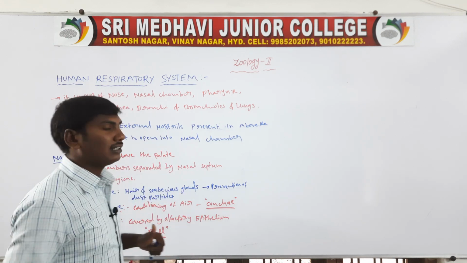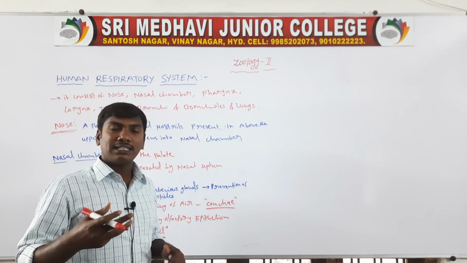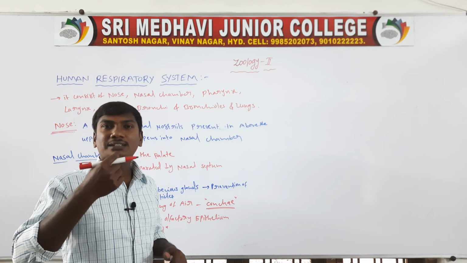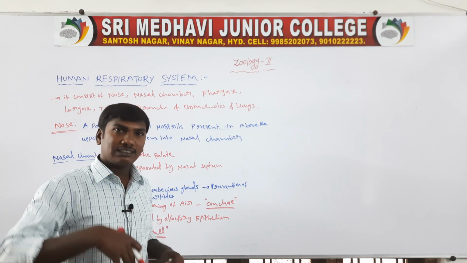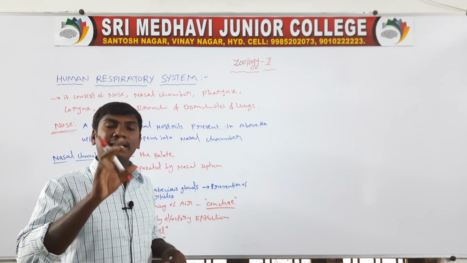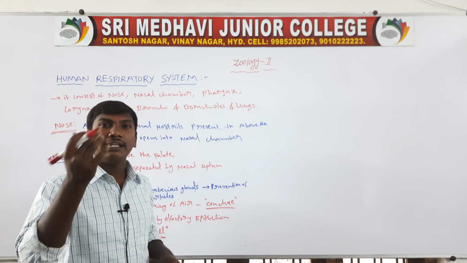Second one, respiratory zone. The respiratory zone has three thin twisted bones, called the concha. Its function is maintaining the air temperature, the conditioning of the air.